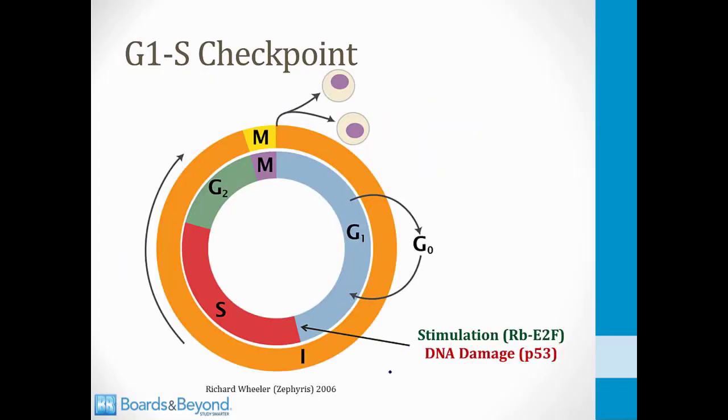And here I've made a summary slide just to make this very clear. The G1/S checkpoint is very important because that's where the cell commits to DNA synthesis and cell division. If there is mitogen stimulation via the retinoblastoma E2F pathway, that can drive the cell from the G1 into the S phase, past the G1/S checkpoint. On the other hand, if there is DNA damage at any point during the G1 phase via the p53 pathway, this can arrest the cell in the G1 phase.